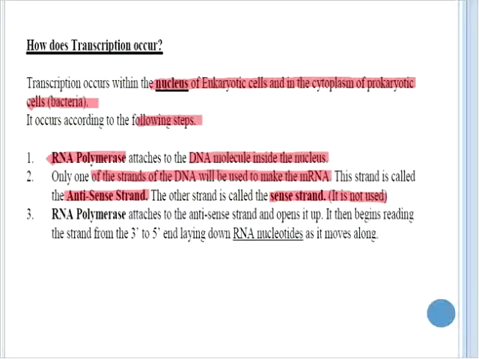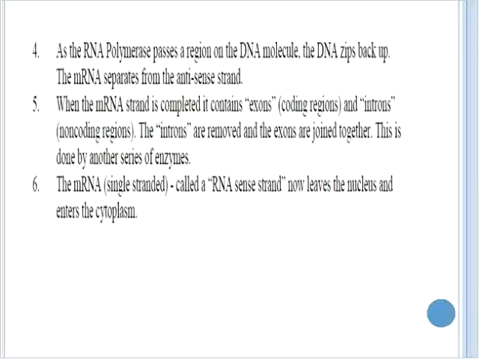RNA polymerase will attach to the antisense strand and open it up. It then begins reading the strand from the 3' to the 5' end, laying down RNA nucleotides as it moves along. As the RNA polymerase passes a region on the DNA molecule, the DNA will then zip back up, and the messenger RNA will in turn separate from the antisense strand.